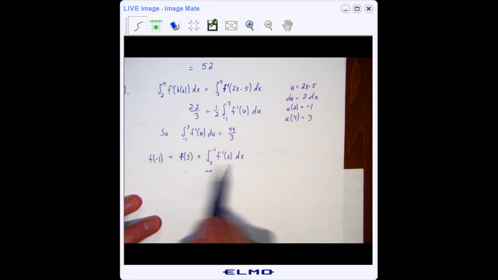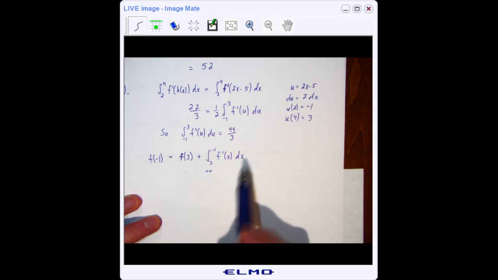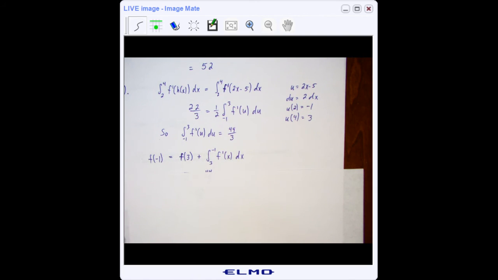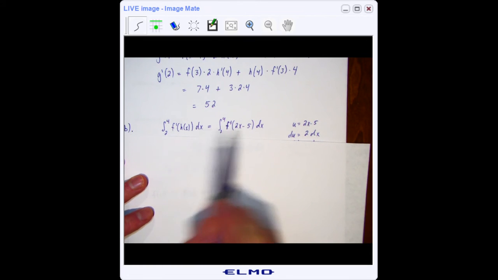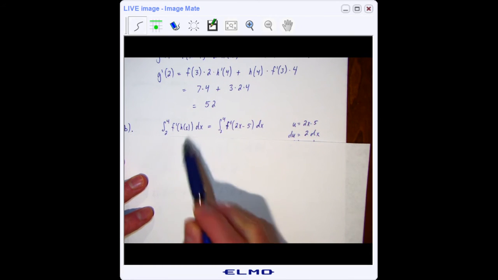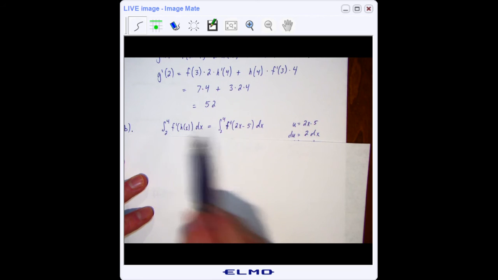Use it from the fundamental theorem of calculus. Okay, how do we figure out this integral though? Well, that goes back up to what you are given. You were given that this is 22 thirds. So what I did, and I hope you would do that as well, is plug in the 2x minus 5 for h. If it tells you h of x is 2x minus 5, plug that in.